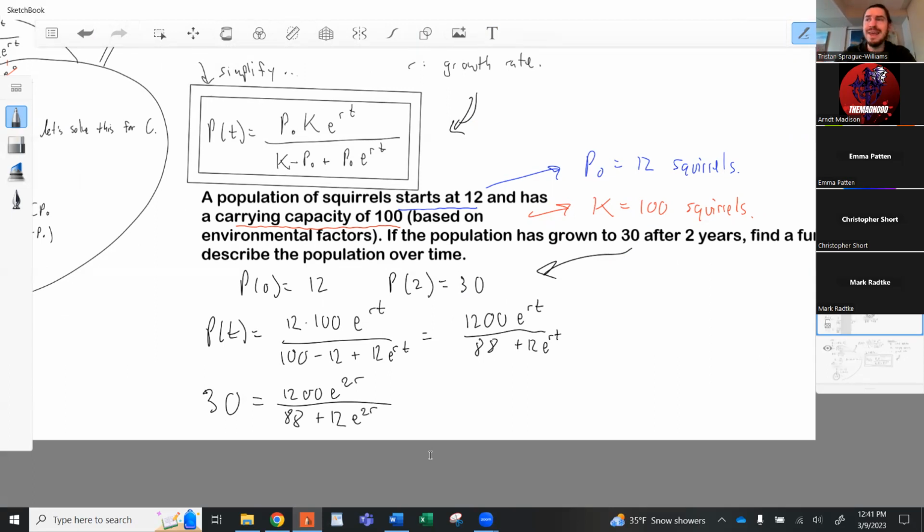And so if I plug in 2 for time, the only unknown in my equation is now the rate R, the growth rate R. So I should be able to solve for R based on that data point. Okay, is this looking familiar?